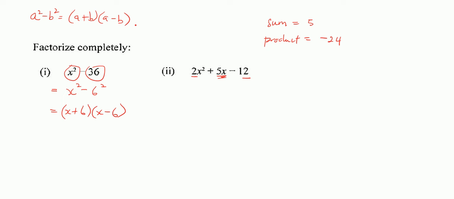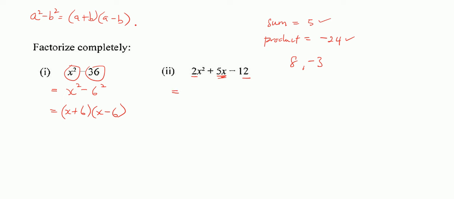So two numbers. If we try 12 and minus 2, that would not be it. If we try 8 and minus 3, 8 multiplied by minus 3 will give me minus 24, and 8 plus minus 3 will give me 5. So the two numbers we are looking for are 8 and minus 3.